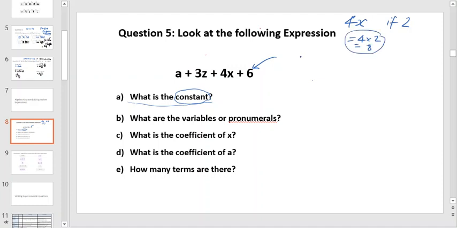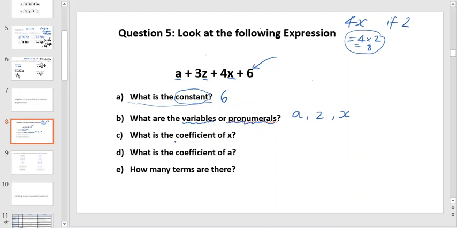So you can see how a constant is just the number. It doesn't change. So in this case, the constant is 6. For B, what are the variables or pronumerals? We know we can use either keyword, variables or pronumerals. There is a slight difference, but whenever you see those words, you know it's relating to the algebra. The symbols we use, in this case, the letters that we have. And I can see 3 different letters, 3 different symbols. We have a, z, and x. They are the pronumerals or variables in this expression.